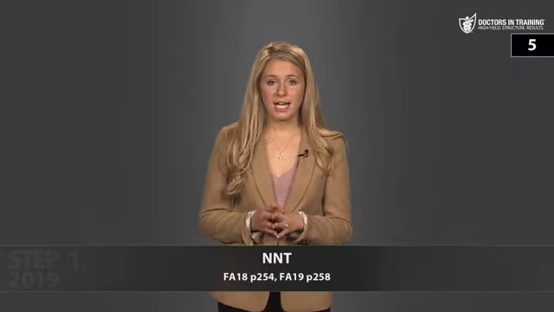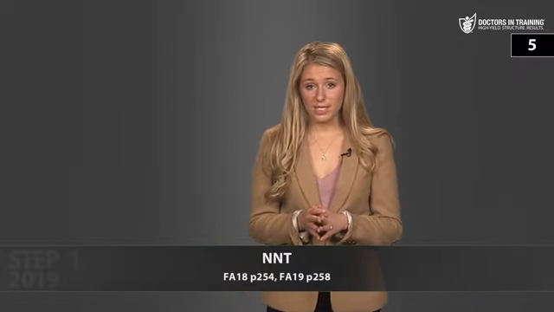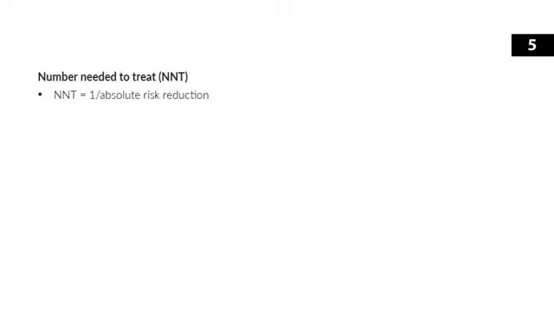Let's go back to the study guide to discuss the number needed to treat. The number needed to treat, or NNT, is 1 divided by the absolute risk reduction. If you can calculate the absolute risk reduction, you can calculate the number needed to treat. The number needed to treat is the number of patients you would need to treat in order to save 1 life or to avoid 1 bad outcome.